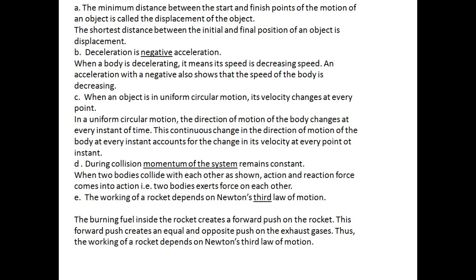Sorry, I'm so sorry. Yes, action and reaction force come into action. Two bodies exert force on each other. It was Newton's second law, I'm so sorry. It was Newton's second law that during collision the momentum of the system remains constant when two bodies collide with each other. Action and reaction force come into action, and the bodies exert force on each other.